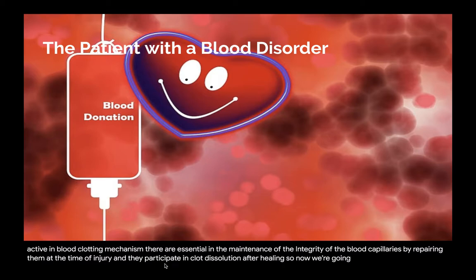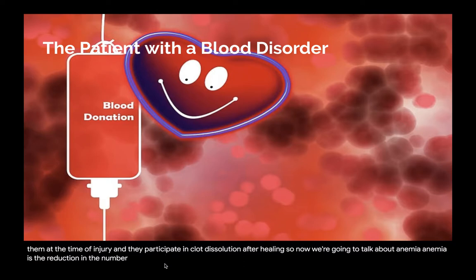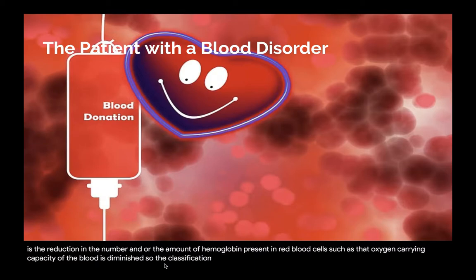So now we're going to talk about anemia. Anemia is the reduction in the number and/or the amount of hemoglobin present in red blood cells, such that the oxygen carrying capacity of the blood is diminished. So, the classifications by cause of anemia.